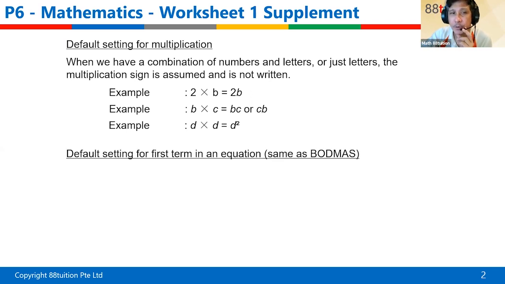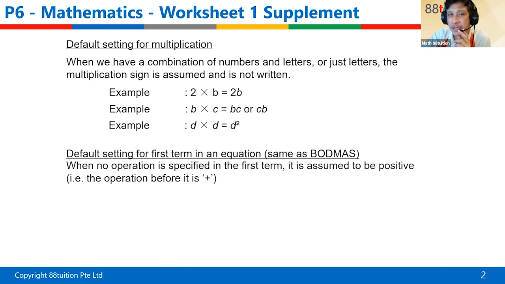There is also a default setting for the first term in an equation, very similar to BODMAS. So BODMAS, you have actually learned that in primary 5 in the beginning of the year. That is when you learn how to treat the operations, right? You always have to do the brackets first, then followed by the divide or the times, whichever appears on the left first. And finally, you'll do the subtraction and the addition, again, whichever appears on the left. So that is BODMAS.